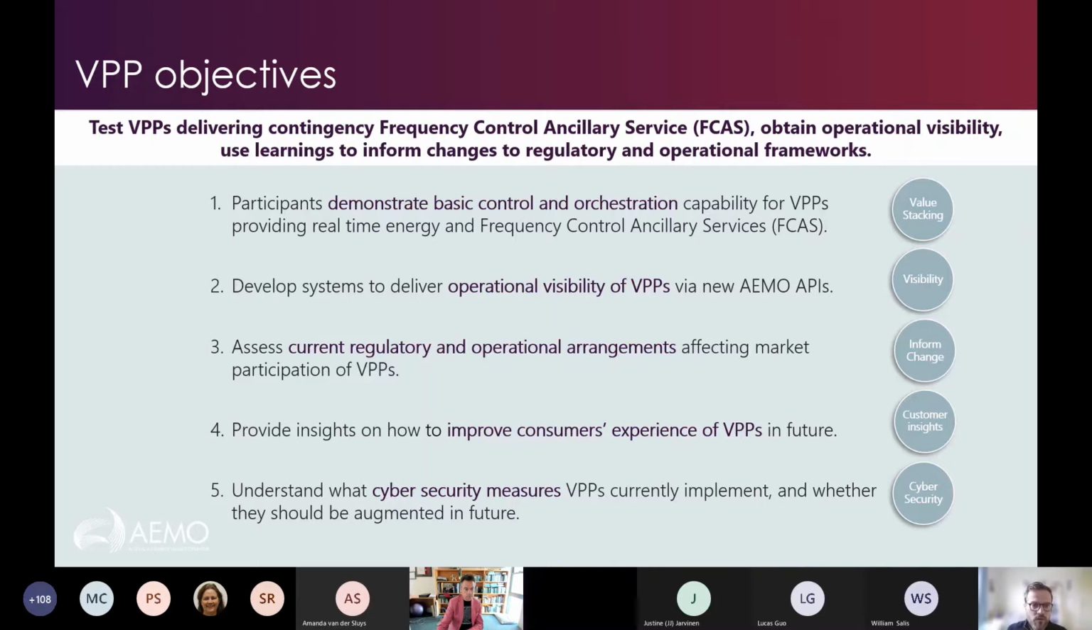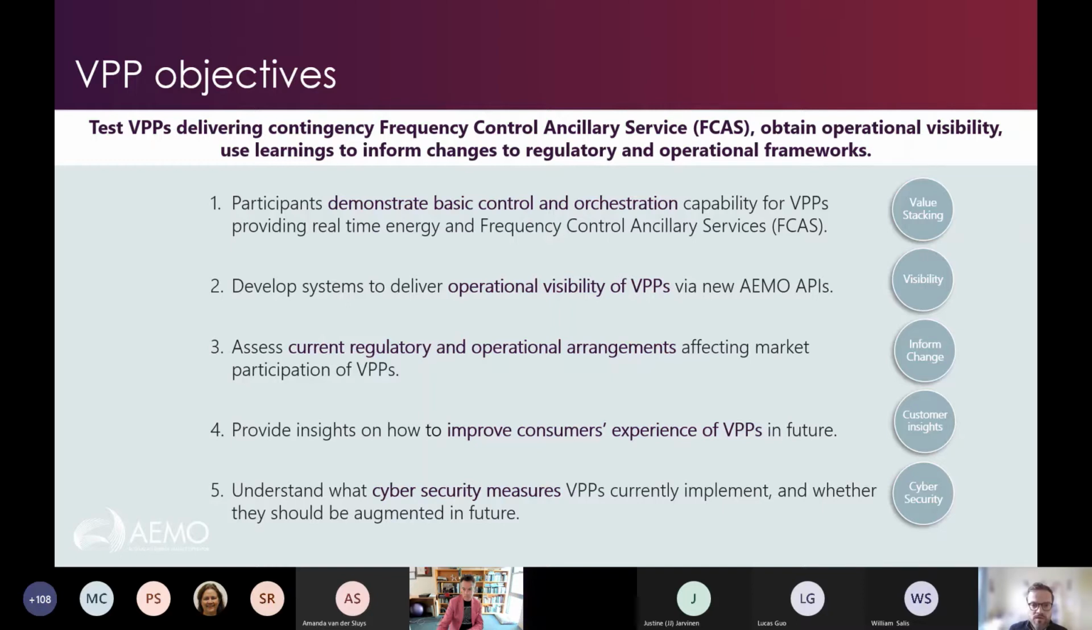The third objective was really about informing change, so we wanted to use the VPP demos to assess the current regulatory and operational arrangements, and then use this project to develop an evidence base that then informs subsequent change.